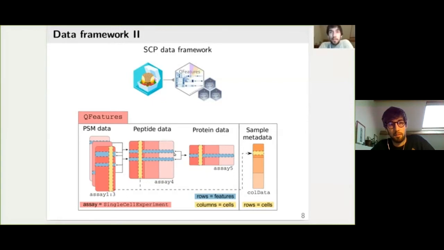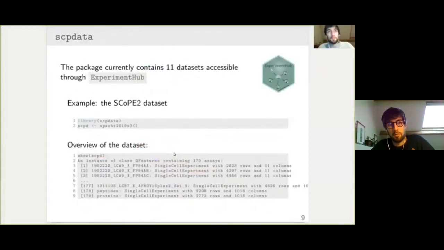So this is very nice conceptually, but how can you see this in action? Well, let's get some examples. You can find examples of published single-cell proteomics datasets in the scpdata package. It currently contains 11 datasets that are accessible through ExperimentHub. I want to give a little shout out to the ExperimentHub project, as it makes disseminating data super easy. Just look at this.